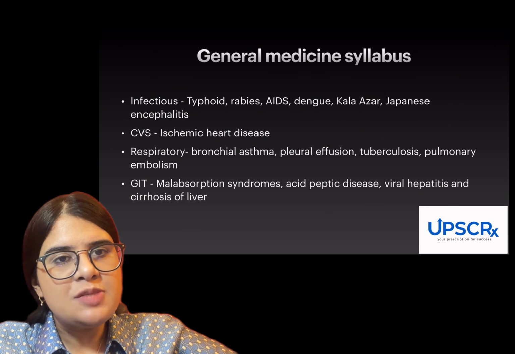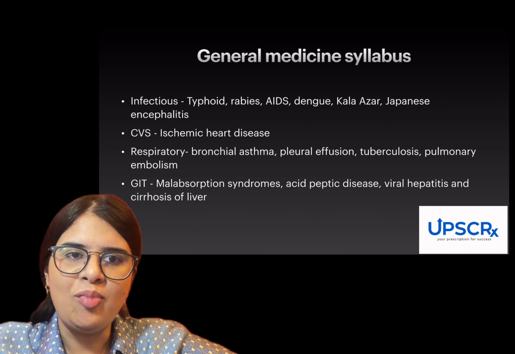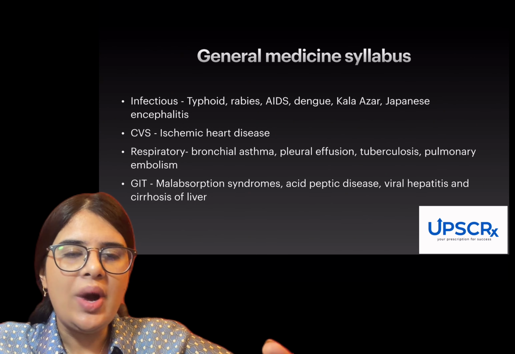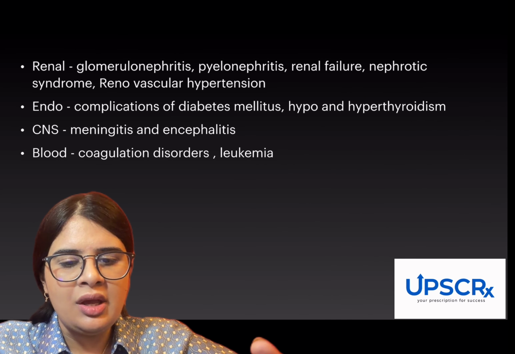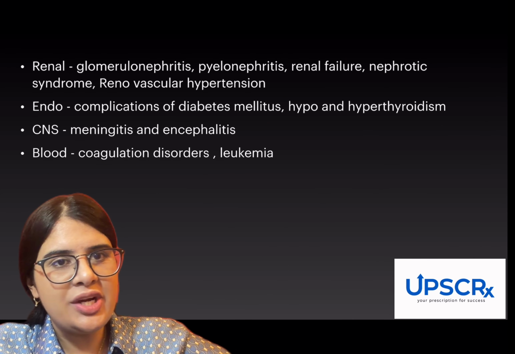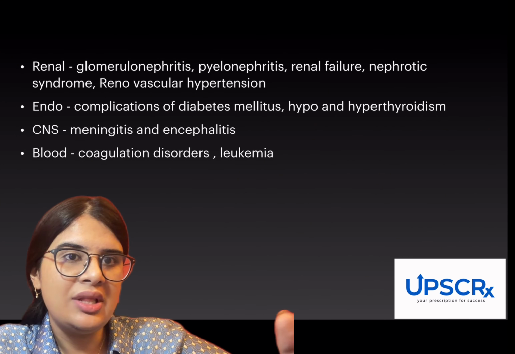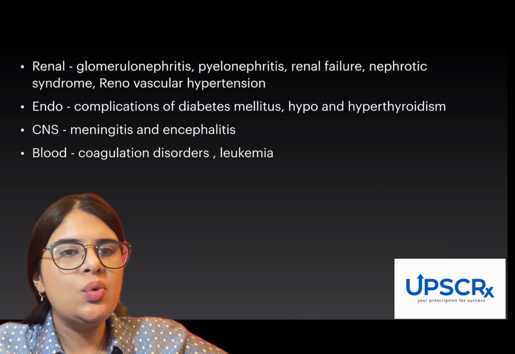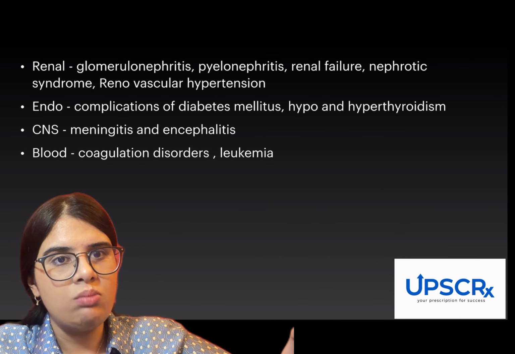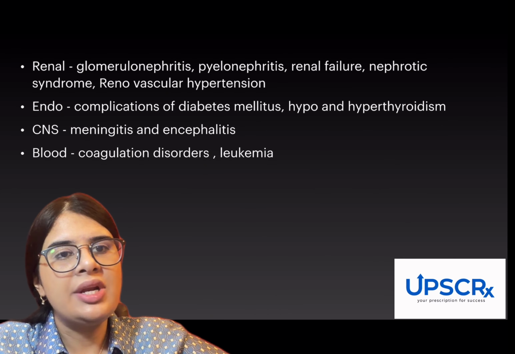Respiratory, there are four things: bronchial asthma, tuberculosis, pleural effusion, and pulmonary embolism. In GIT, there is malabsorption, acid peptic disease, viral hepatitis, and cirrhosis of the liver. In CNS, as I already said, there are only two topics: meningitis and encephalitis. In blood, lymphoma is not there, platelet disorders are not there, anemias are not there. Only two topics: coagulation disorders and leukemias. In endocrine also, the adrenal gland is not there. Only diabetes and hypothyroidism. The pituitary gland is also not there.